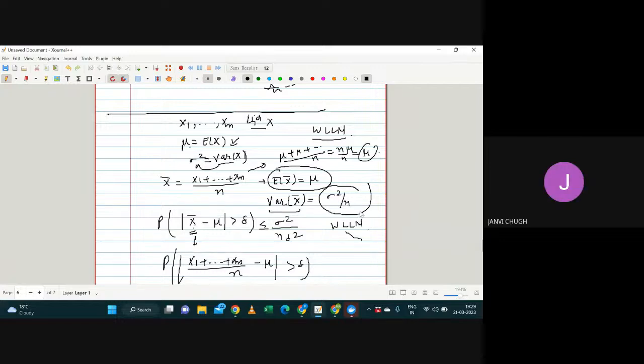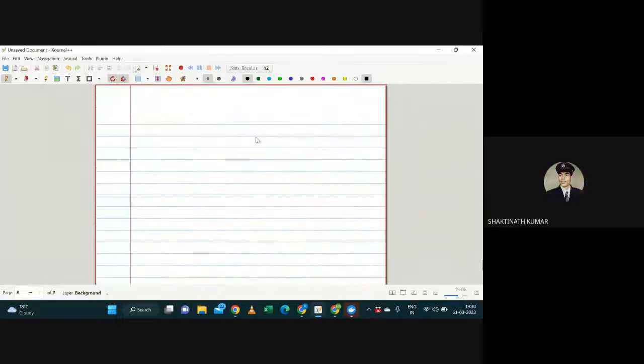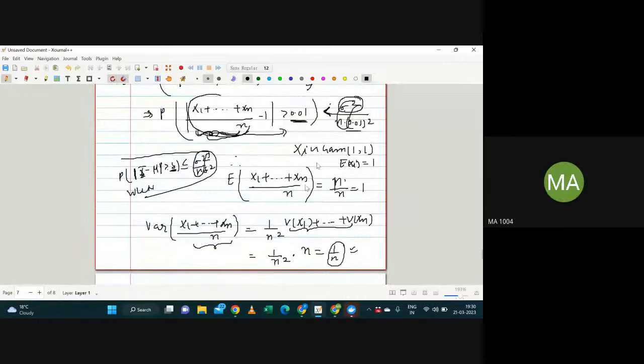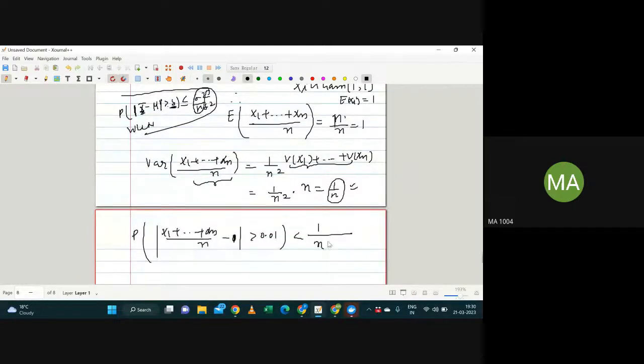So here, what are we getting as the variance of these things? Instead of sigma square by n, we are getting 1 by n, correct? So what we have is the probability that mod of x1 plus so on xn divided by n minus 1 is greater than 0.01 is less than sigma square by n, and instead of sigma square by n we got 1 by n. This is delta square. So far it is okay.